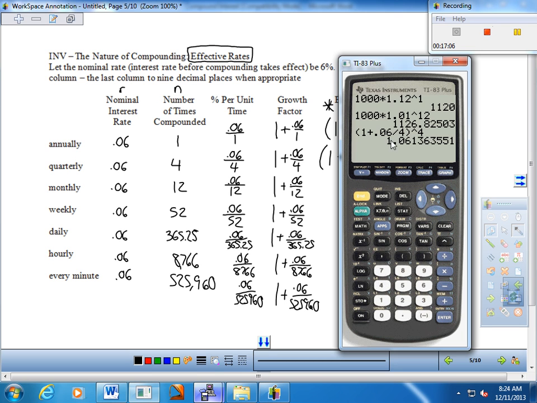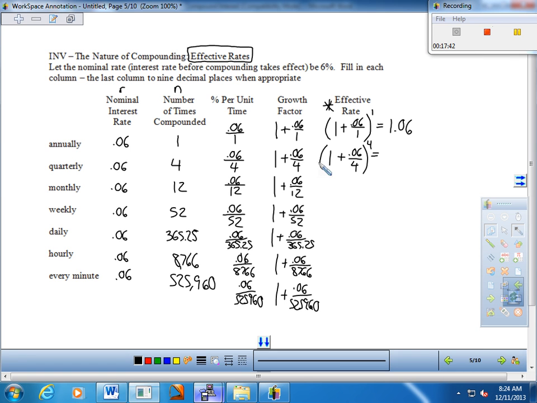If you get rid of the 1 for just a second in your mind, look at this as a percent. Is it exactly 6%? No. Because the interest gets to earn interest over the course of the year, it's more than 6%. So, sorry guys, I'm going to ask you to write that entire number down. You'll see why as we go through the process here, but I get 1.0613635551, something along those lines right there.